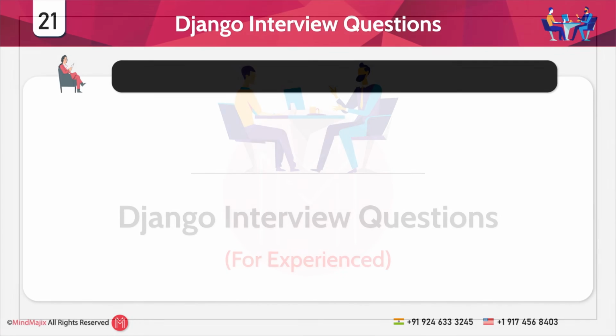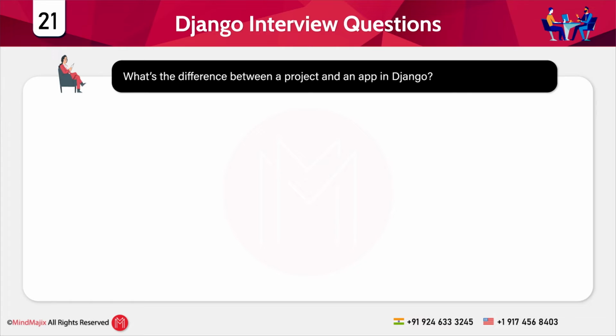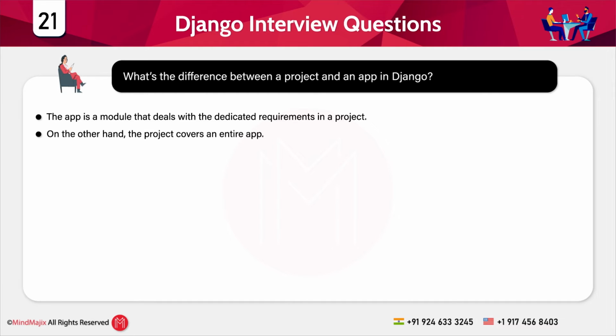So the next question is, what is the difference between a project and an application in Django? The app is a module that deals with the dedicated requirements in a project. On the other hand, the project covers an entire application. So in Django terms, a project can contain different applications while an application features in various projects.